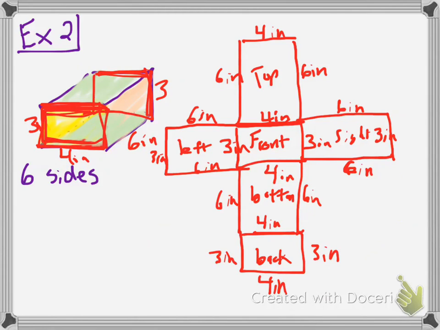Now that's the goal. The idea of drawing nets is really kind of dissecting the 3D shape into a 2-dimensional plane figure and labeling all the parts. You're trying to watch it unfold.